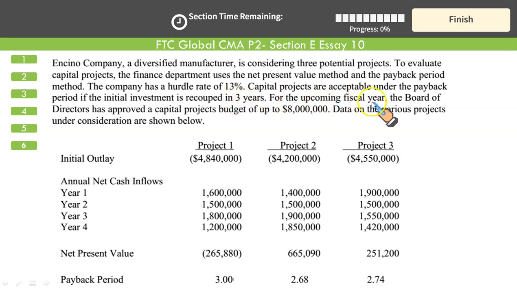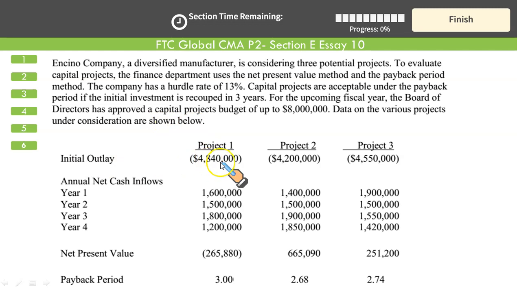For the upcoming fiscal year, the board of directors has approved a capital projects budget of up to $8 million. This is our upper ceiling. We have to make use of this budget, not more, as far as the information goes. Data on the various projects under consideration are shown below.